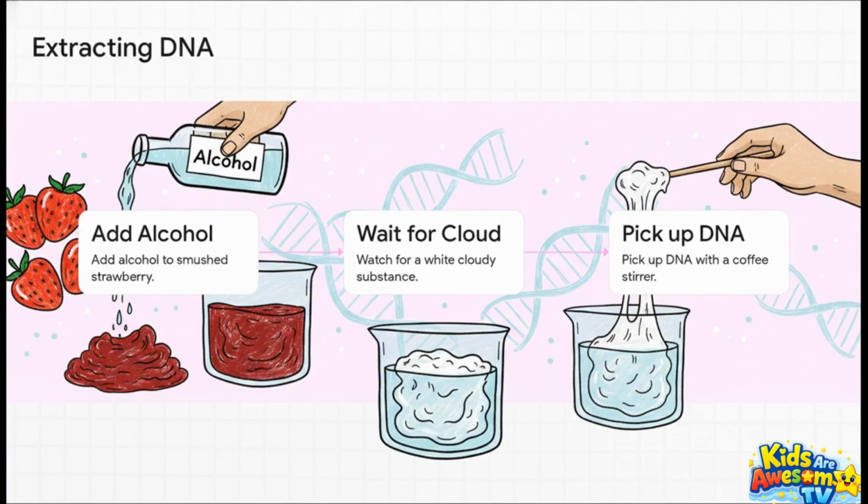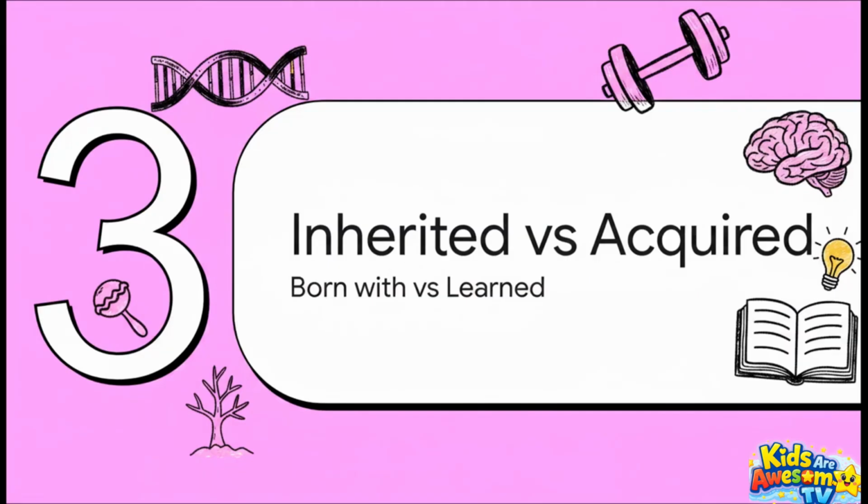I want you to picture this in your mind. Or hey, maybe even try this science experiment at home one day. Did you know you can actually see DNA with your bare eyes? If you take a strawberry, smush it all up, and add a little bit of cold rubbing alcohol, a magical reaction happens. Within just a few seconds, you'll see a white, cloudy substance float right to the top of the liquid. You can literally pick it up with a little stir. That white, gooey cloud, that is the actual DNA instruction manual of the strawberry. Isn't science absolutely amazing?